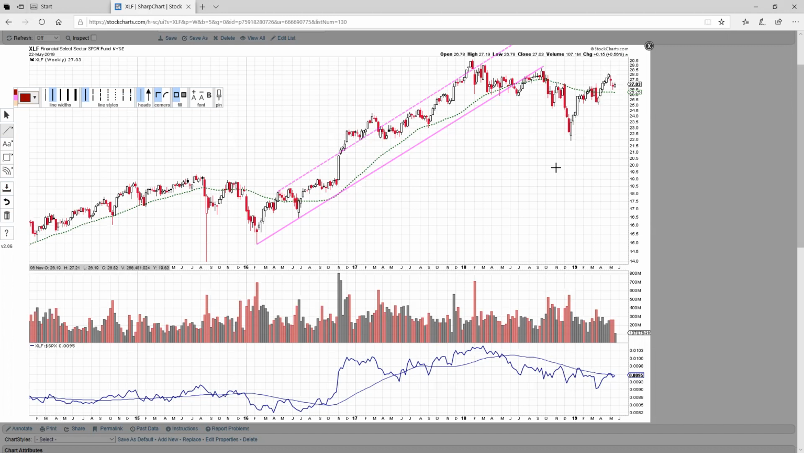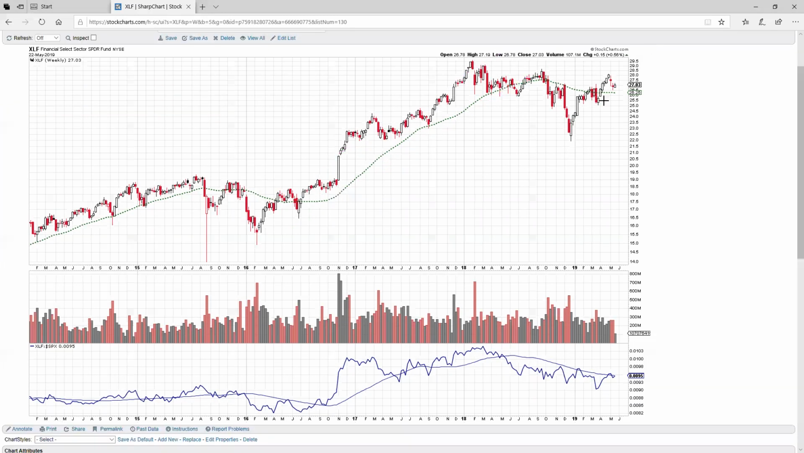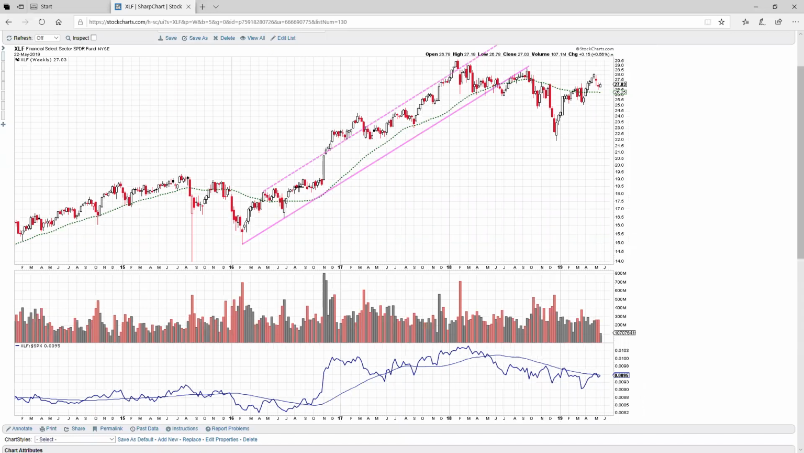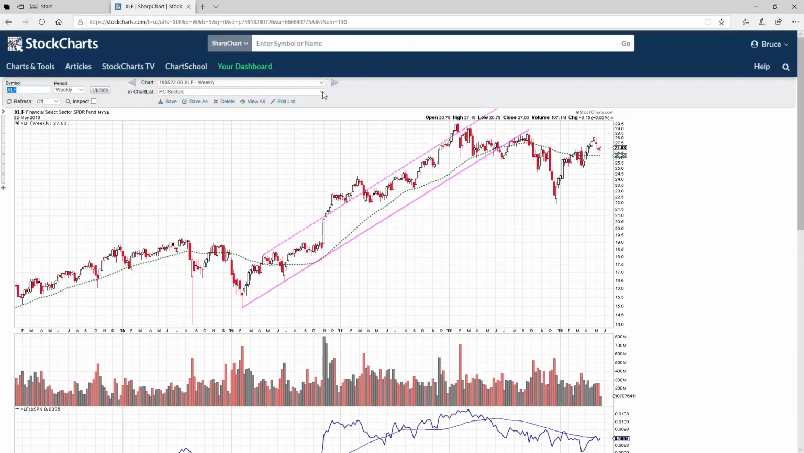So let's keep an eye on financials, because I think financials are a very good underpinning for the market, and we can hope for good conditions there, which I believe would be very good for the market as a whole.